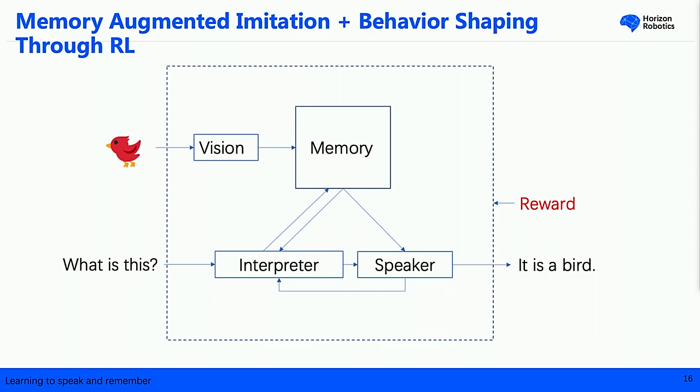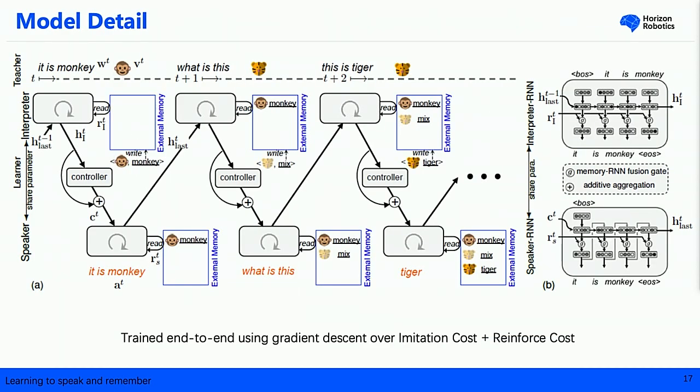We have this vision module, which is basically a convolutional neural network that can generate the visual representation. And we have this interpreter module, which is responsible for understanding the utterance from the teacher and also making the decision whether to store the relevant information in the memory module or not. The speak module is responsible for generating a response based on the understanding and the information retrieved from the memory module. And the training signal is, one, the reward, which indicates whether the response is appropriate or not, and also to predict what the teacher is going to say. And this is the model detail, which I'm going to skip.